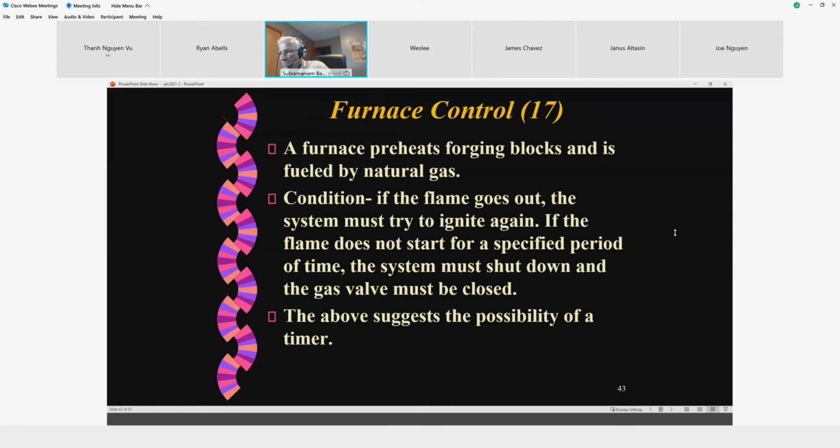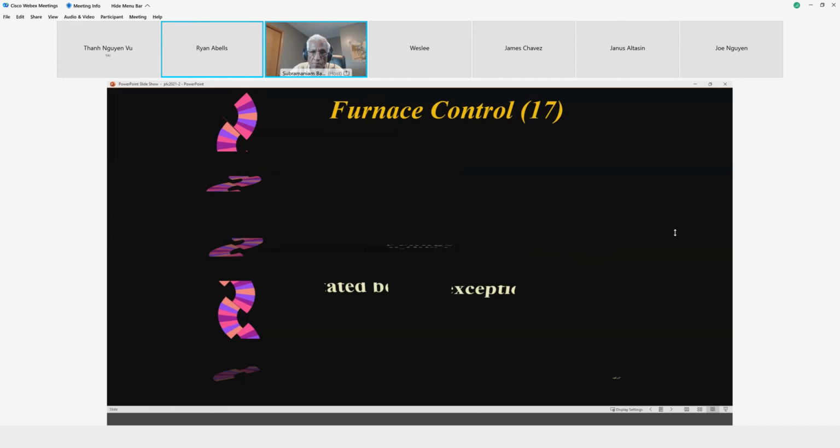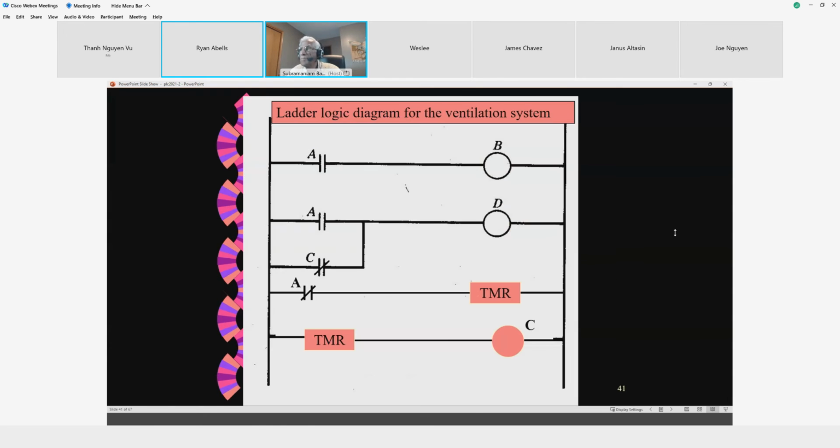Hey, Dr. Bala. Yes. Go back to the slide for a little bit. Previous slide. Yeah, with the ladder logic there. So in that second rung there, does that not mean that once C is not true, the timer is no longer running, that D will be true?